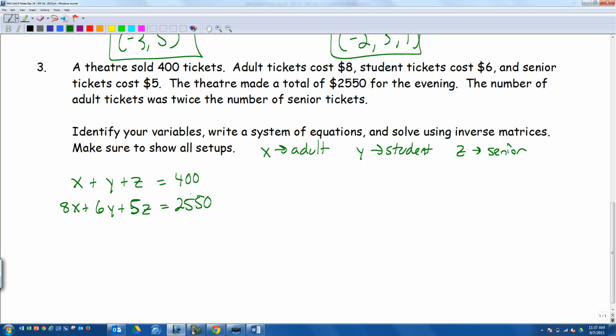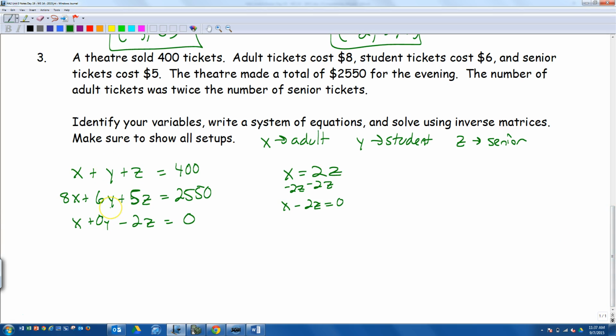Now the third one is the number of adult tickets was twice the number of senior tickets. So I'm going to do this over on the side real fast. The number of adult tickets, X, was equal to twice the number of senior tickets, 2Z. Now you want to get that in the same form as these. So if you move the 2Z over, you get the equation X minus 2Z equals 0. So I'm going to put that down here: X minus 2Z equals 0. We're going to just say plus 0Y, so you know what that is. So now I have my equation. When you don't have a letter, make sure you put a 0 there so you know what to type in.